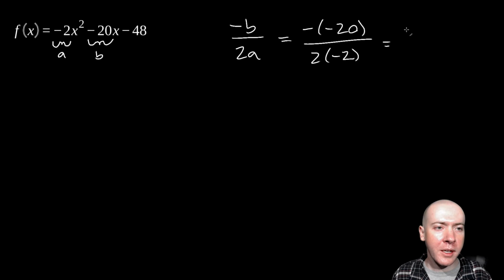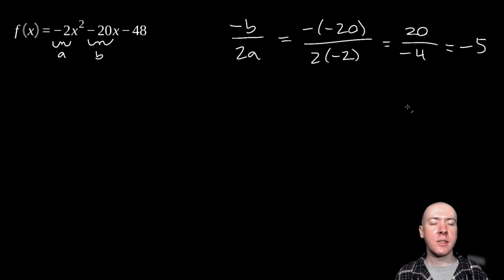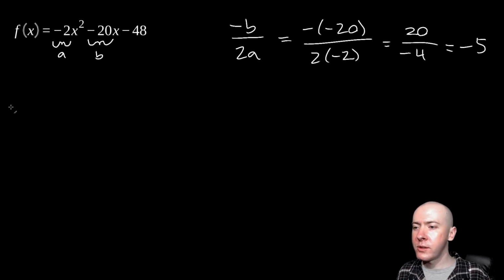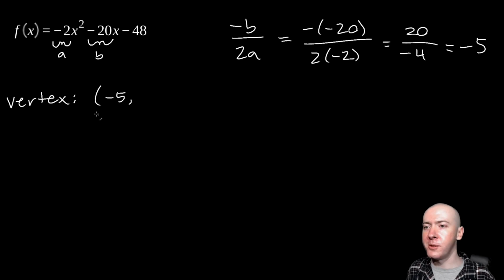Okay, so -20 is +20. 2 times -2 is -4, right? And 20 divided by -4 is -5. So our vertex is going to have the x-coordinate -5. Now we need to find the y-coordinate of the vertex, and so to do that, we plug the x value of the vertex back into the function.